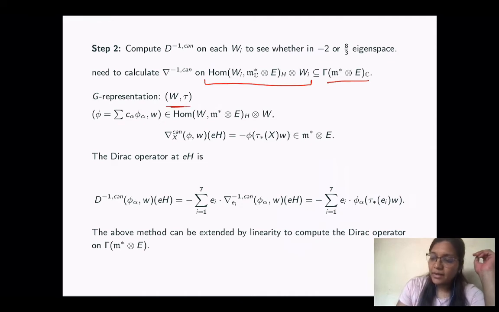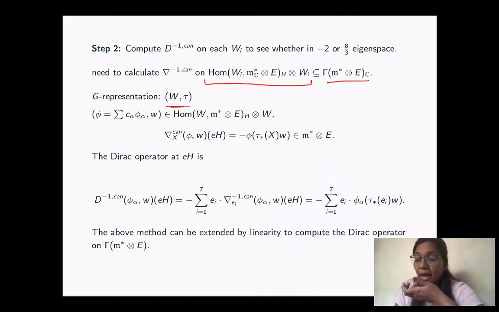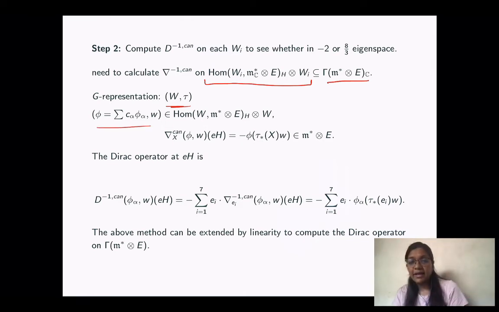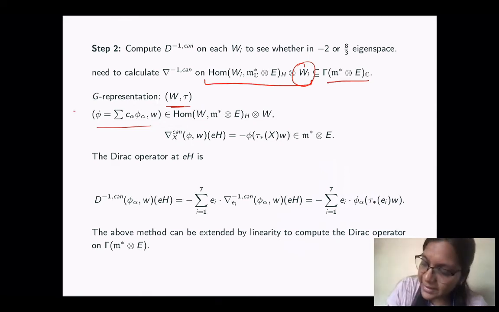If we have a G representation (w, tau), then we can write any section in terms of c_alpha phi_alpha, where it is of the form (phi, w), where phi is just the H-equivariant homomorphism from w to m star tensor E, and w is in this W. This is how we can identify the space of sections. So once we have identified any section, this is basically our epsilon.